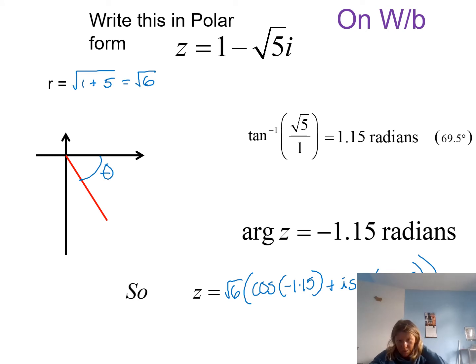Here comes the answer. So cos minus 1.15 plus i sine minus 1.15. Hope you managed those. It's negative because it's under the x-axis.